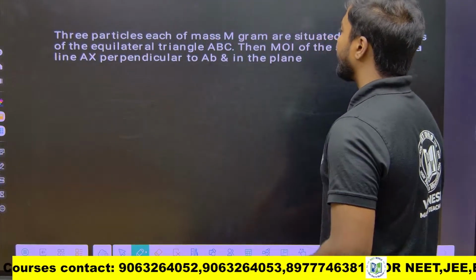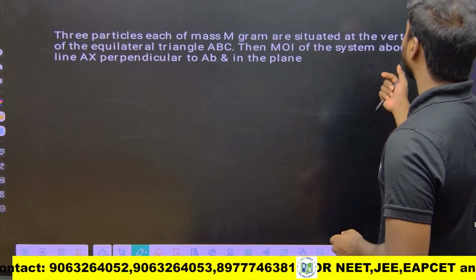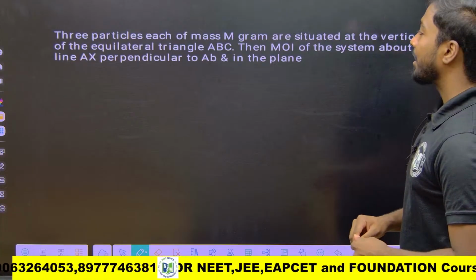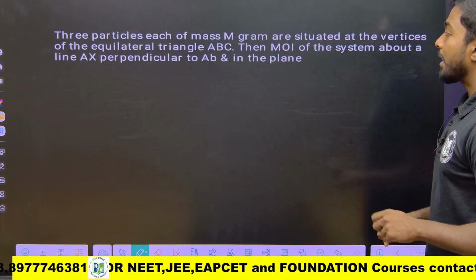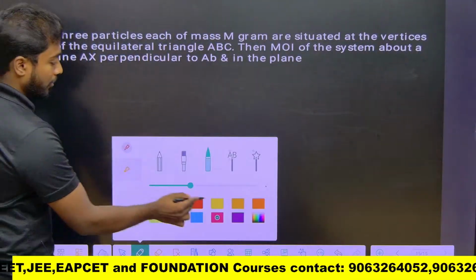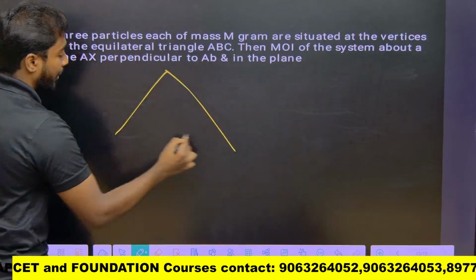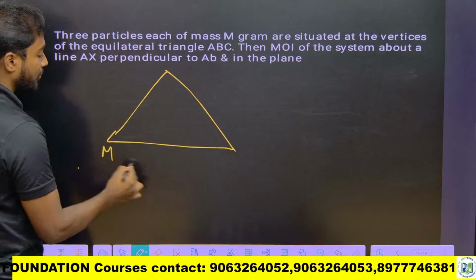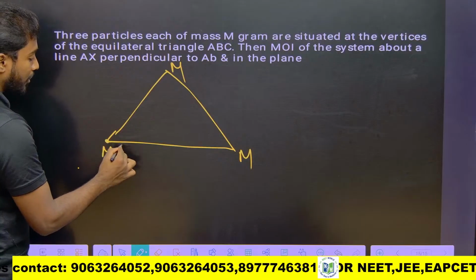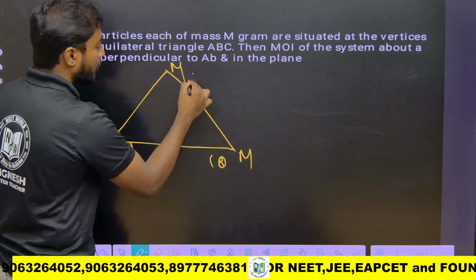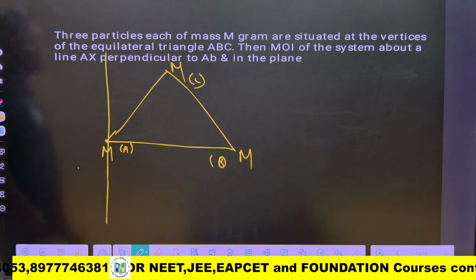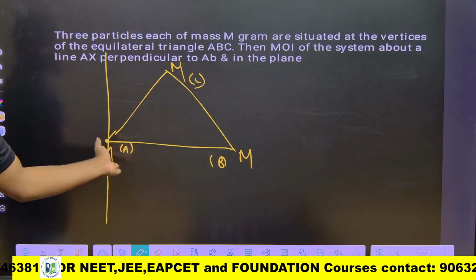So 3 particles each of mass m gram are situated at the vertices of the equilateral triangle ABC. Then the moment of inertia of the system about a line AX perpendicular to AB in the plane is... Let me draw the triangle first. This is point A, this is point B, and this is point C. Let me consider this is the AX line, which is perpendicular to AB.